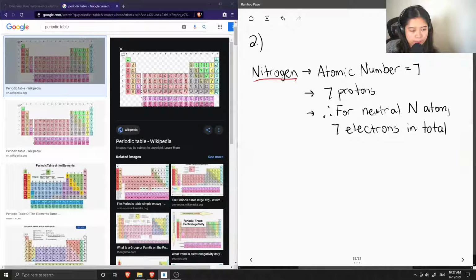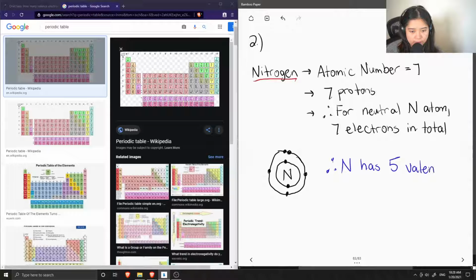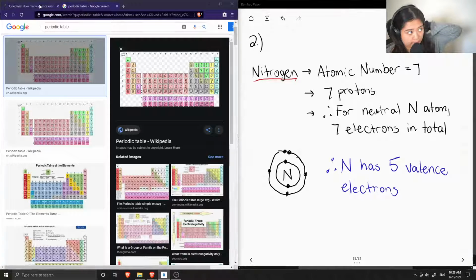So if we draw the electron dot diagram of a nitrogen atom, we start off with the inner electrons, which are only 2 in the s orbital. And then we draw the remaining electrons in the next shell. So we already drew 2, so we just need to draw 5 more. 1, 2, 3, 4, 5. So therefore, nitrogen has 5 valence electrons. So valence electrons are the electrons that are found on the outermost shell of nitrogen. So if we count it out, we can see that nitrogen has 5.